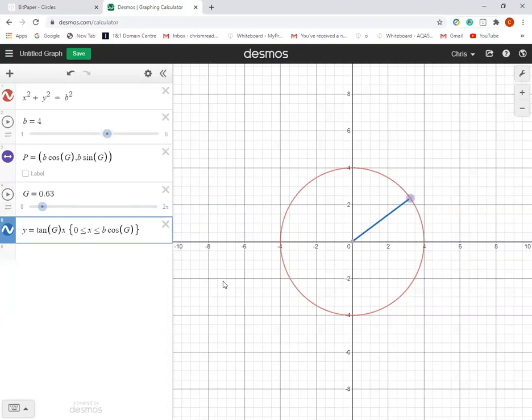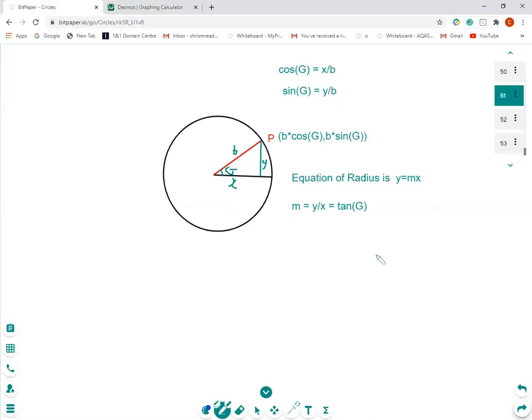Remember the construction we were trying to create didn't have the radius on it. I'm just including it there so we can use that to think about what the equation of the tangent is. And of course, the equation of the tangent works on the basis that the tangent is at right angles, perpendicular to the radius. So back to here, and we've got the gradient of that tangent is minus the cotangent of g.